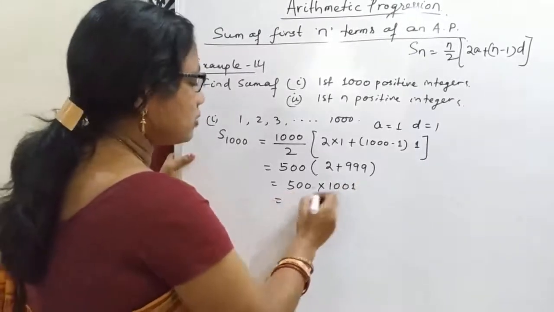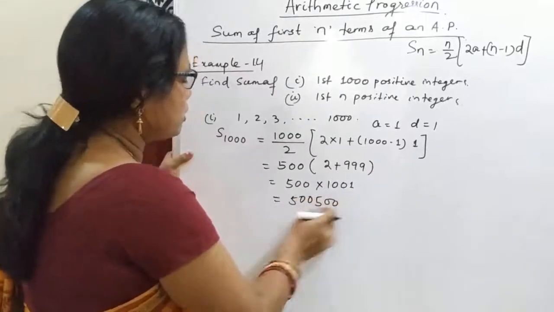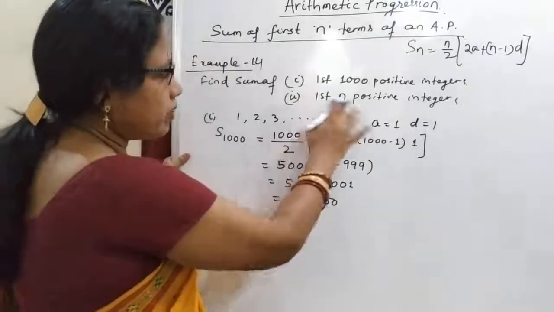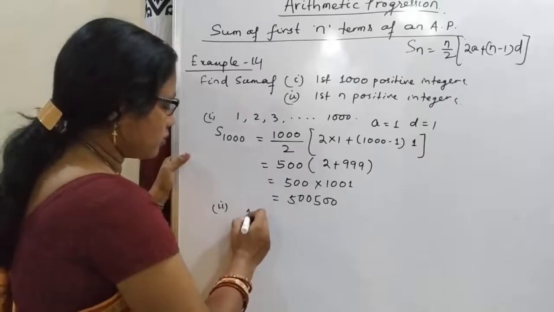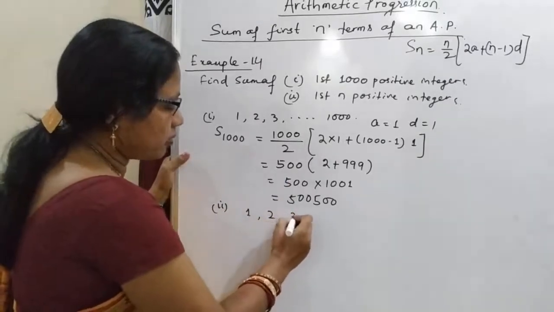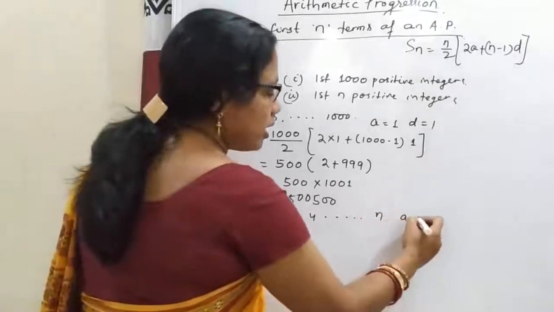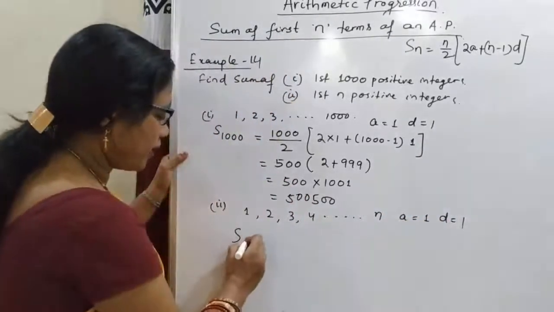So this is equal to, so this is the sum of first 1000 positive integers. Then what is the sum of first n positive integers? So the AP is like this: 1, 2, 3, 4 up to n. So here also A is equal to 1 and D is equal to 1. We have to find Sn.